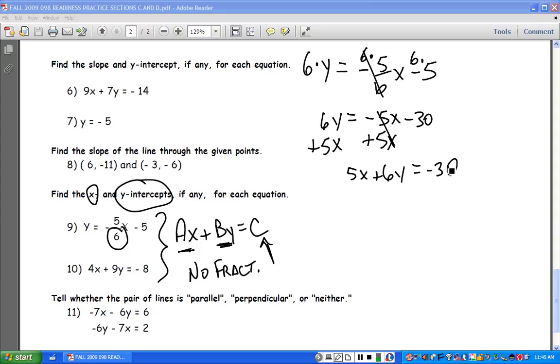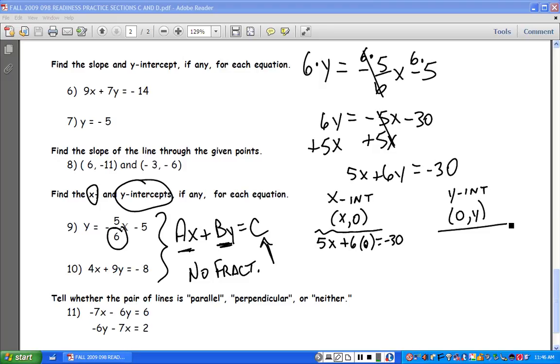I have my x and my y on the same side, my constant over here on the other side of the equation by itself. At this time, I find my x-intercept by making y 0. So if y is 0, I'm really looking at 5x plus 6 times 0 equals negative 30. And then for my y-intercept, x will be 0, so I can find a y. So if my x is 0, I'm really looking at 5 times 0 plus 6y equals negative 30.